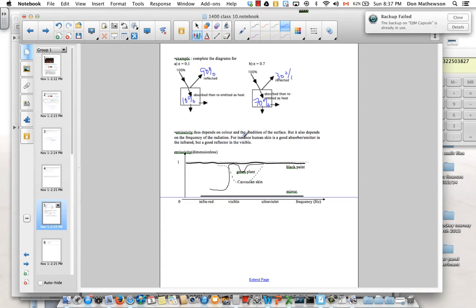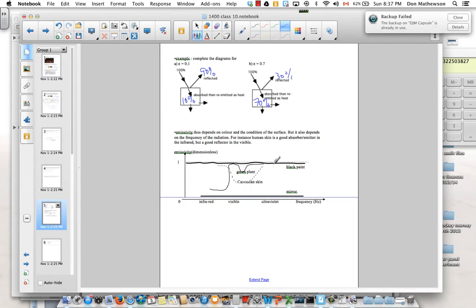So, for instance, human skin is a really good absorber. It's got a really high emissivity in the infrared, but it's very reflective in the visible. That's why it's shiny and pinkish, at least for Caucasians. Similarly, if we plot a graph here, you see Caucasian skin has a fairly low emissivity because it's reflective in the visible light, but in the infrared it's highly absorbing. Similarly, green plants absorb pretty well, except in the green where they reflect, and that's why they look green.